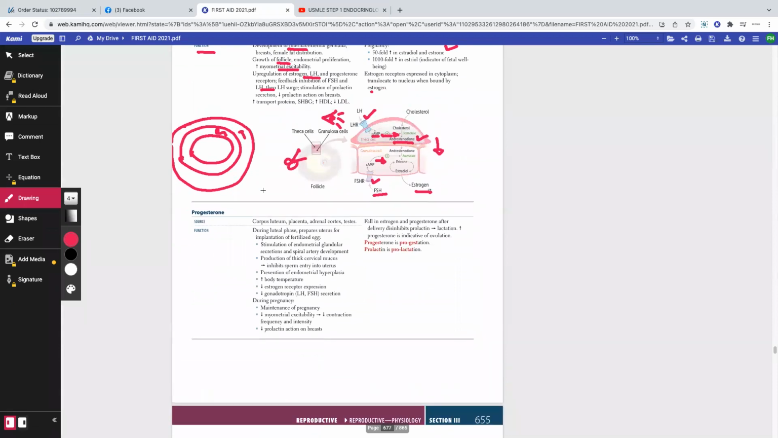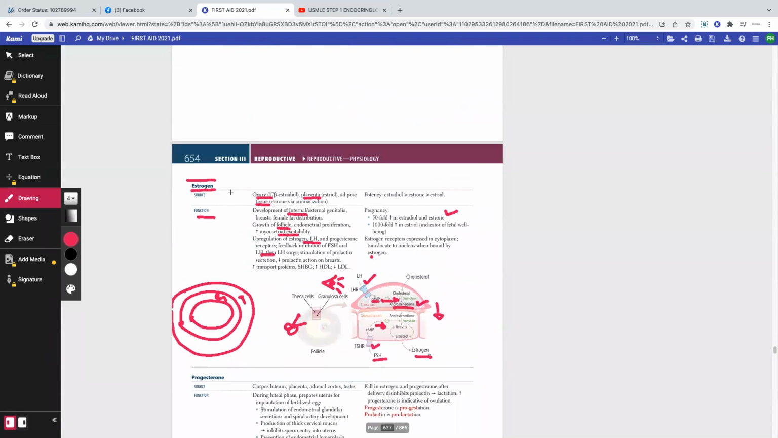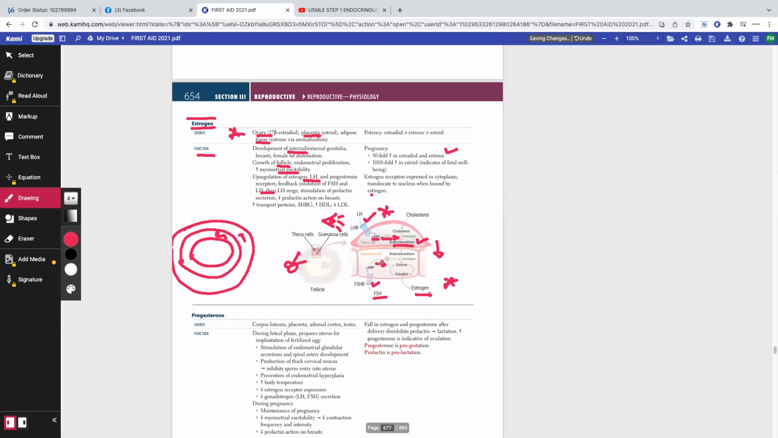So that's that. The source of the estrogen, one more time, is important. So please remember that the theca and the granulosa cells are very important. And always remember that estrogen receptors are expressed in the cytoplasm. That's also very high yield.